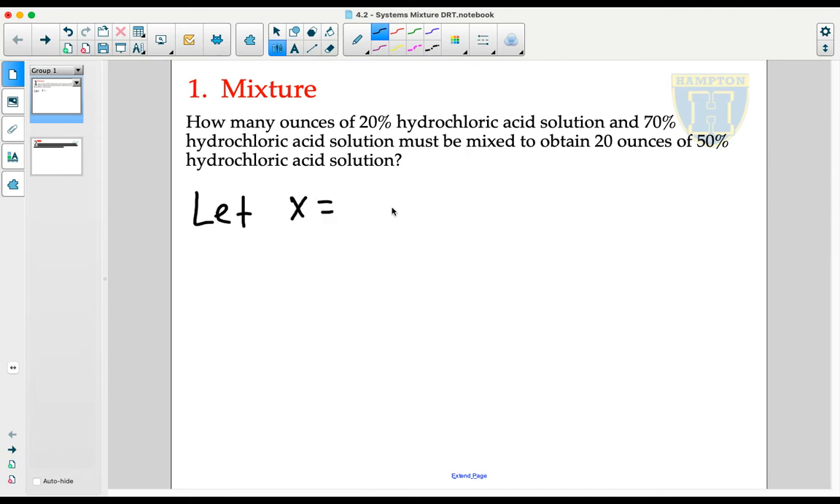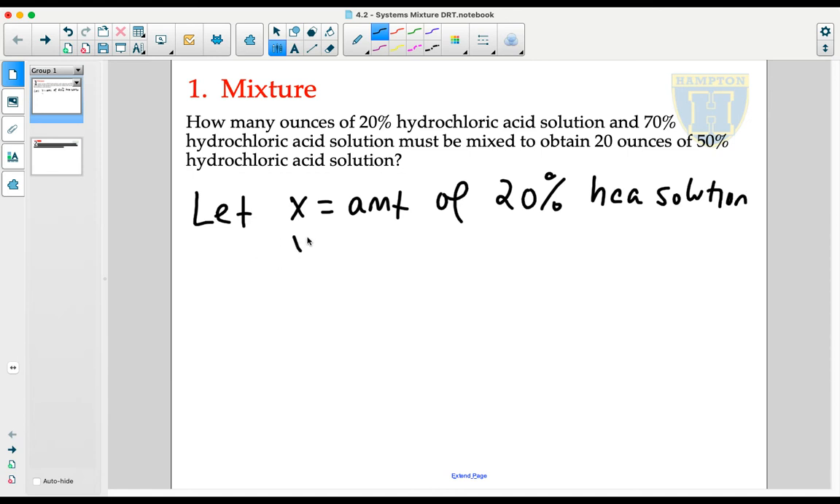So we're going to let X be the amount of the 20% hydrochloric acid solution. We follow that with a Y, which will be the amount of the 70% hydrochloric acid solution.